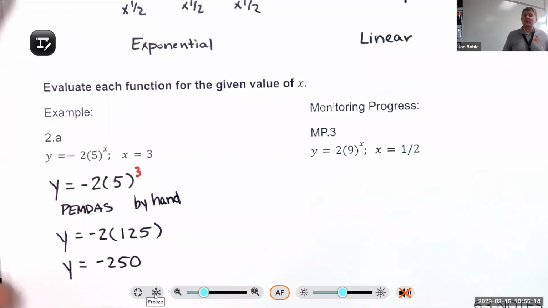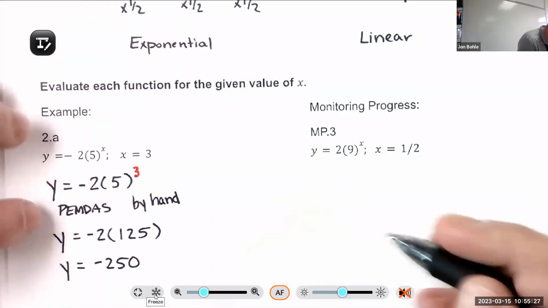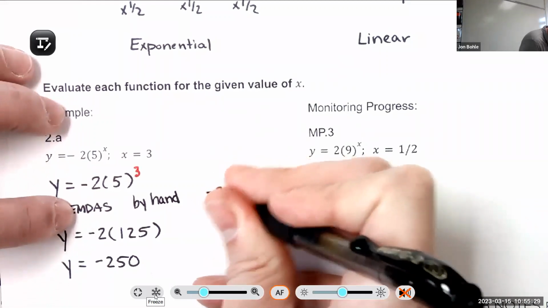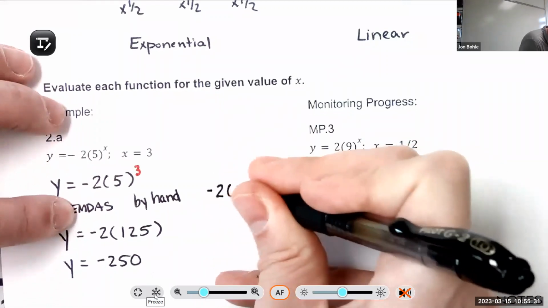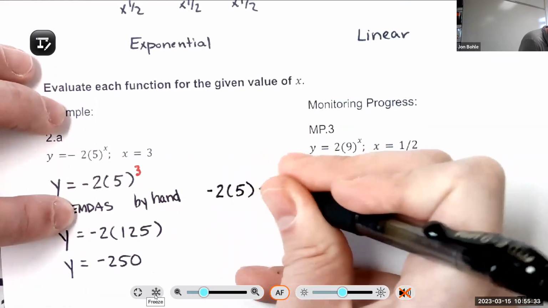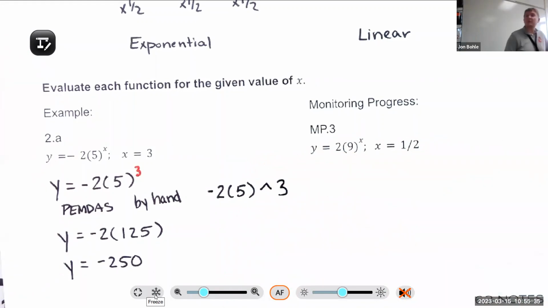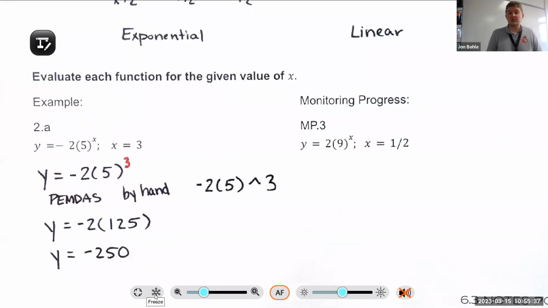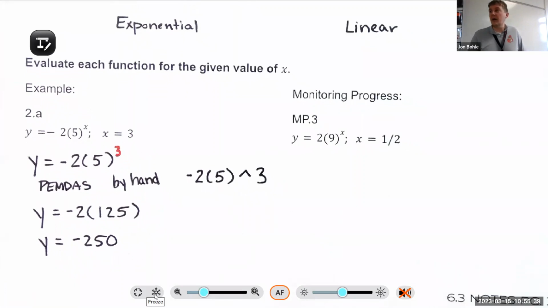I think it's very beneficial to know how to do it by hand. Realistically, though, the vast majority of you are going to be way more successful with the calculator. So I'm going to show you exactly how to type it into the calculator. Here's how it goes. You're going to type -2, parentheses 5, caret symbol 3. This is exactly what it will look like. And I'm going to show you all where that's at right now.